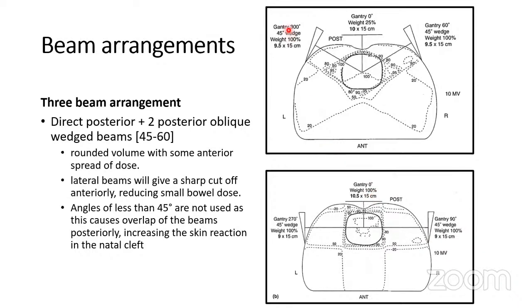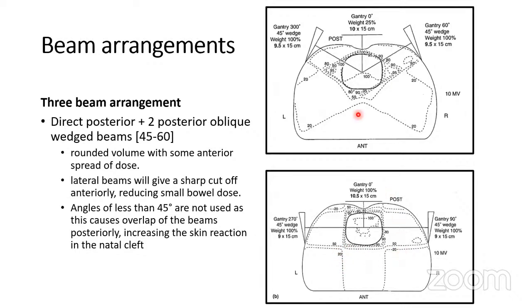If you see the beam arrangement with the lateral field, the dose cutoff anteriorly will be very sharp. Whereas when you see the 3-field plan with posterior obliques, you can see that there is a slight anterior spread of dose. So there may be anterior spread of dose, and then the small bowel toxicity may be slightly higher. Whereas here you can see there is a sharp cutoff.